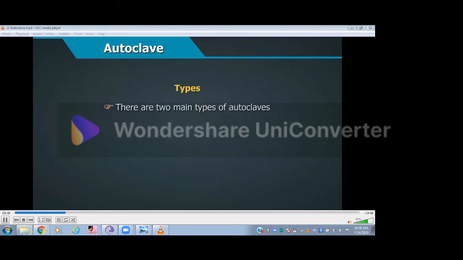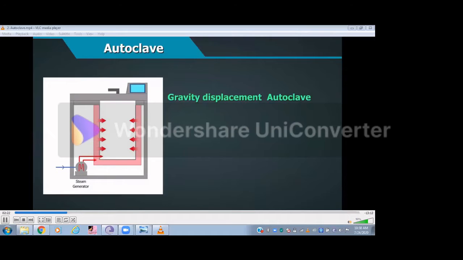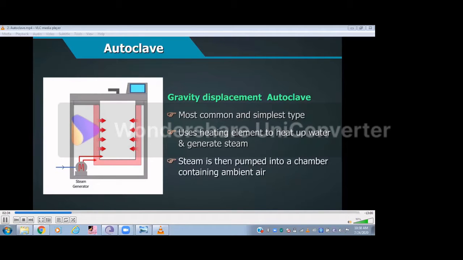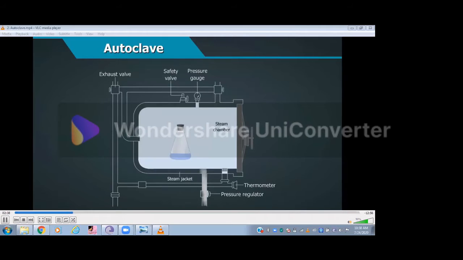Types. There are two main types of autoclaves. Gravity displacement autoclave. This is the most common and simplest type. It uses the heating element to heat up the water and to generate steam. The steam is then pumped into a chamber containing ambient air. Due to lower density, it rises to the top of the chamber and gradually displaces all ambient air, which is forced out through a vent below.